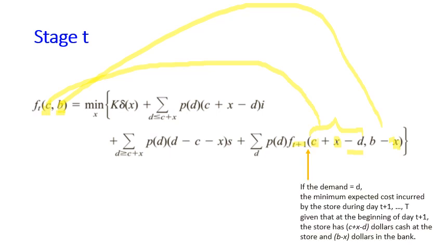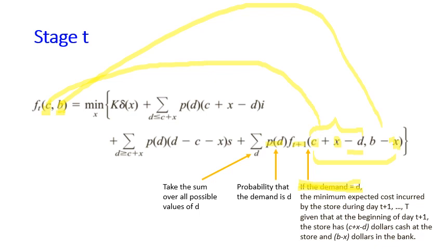Okay, so this is FT plus 1, but again, this is something that depends upon the demand. So if the demand is D, then you will have these states. As usual, if you have something like this, if the demand equals D, you need to multiply it with the probability that D is happening. In this case, it is P(D). And then, as always, again, we need to take the sum over all possible values of D. So that is how we complete this part, which is also called the aspect 3 of the formulation.